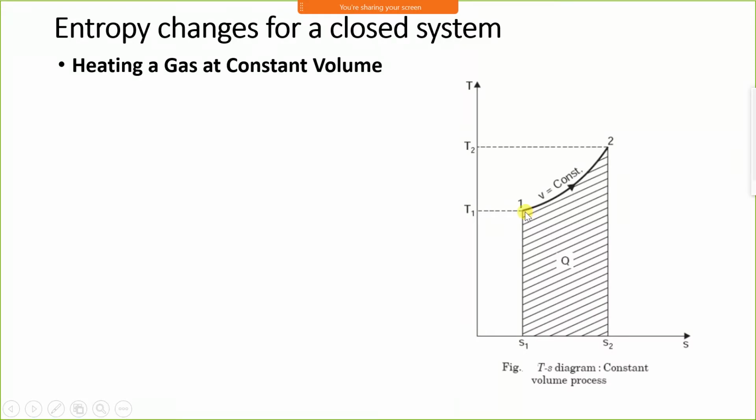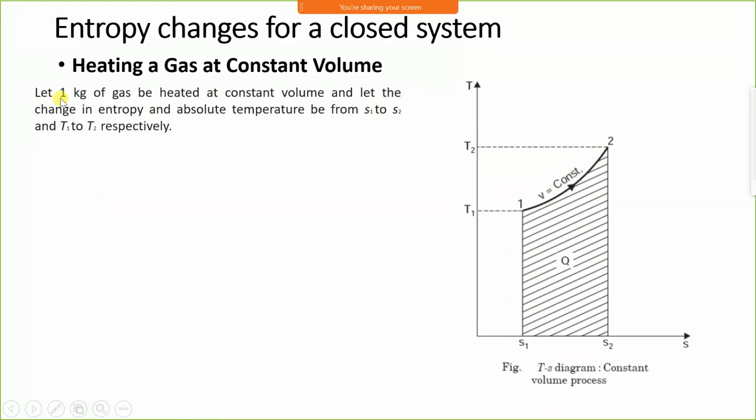This is a constant volume line. On a TS diagram, constant volume lines are curved. Process 1 to 2 is a heating process in which volume remains constant, temperature changes and entropy also changes. Let us consider 1 kg of gas be heated at constant volume, and let the change of entropy and absolute temperature be from S1 to S2 and T1 to T2. Means during the heating process, temperature changes from T1 to T2 and entropy changes from S1 to S2.